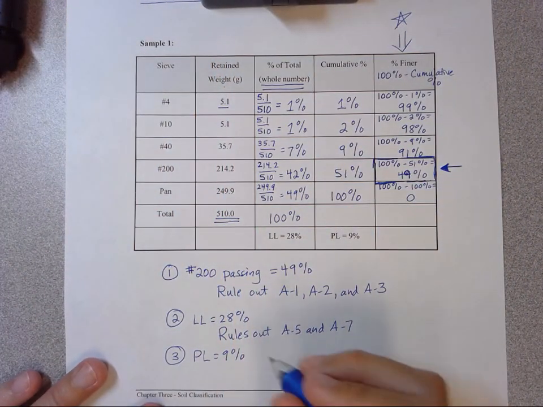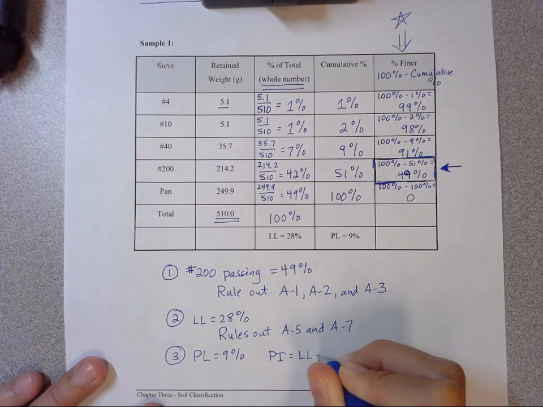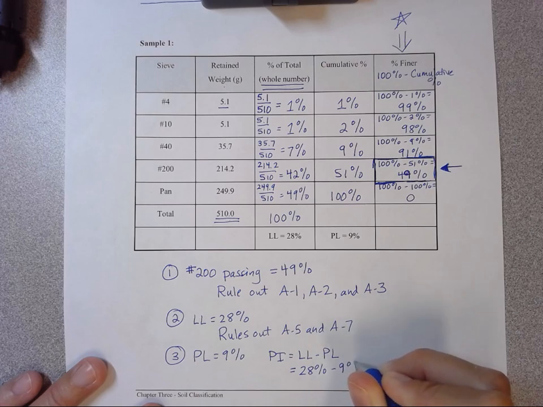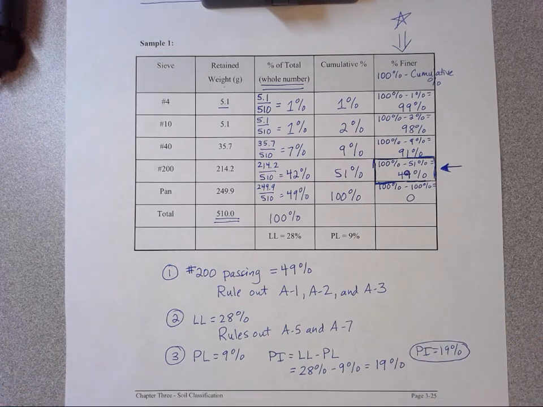Remember that my plasticity index is equal to my liquid limit minus my plastic limit. So in this case, my liquid limit's 28%, my plastic limit is 9%, so my plasticity index is going to be 19%. I'm going to just write that over here. PI is 19% because that's going to be important information for me to figure out, is this an A4 or an A6?